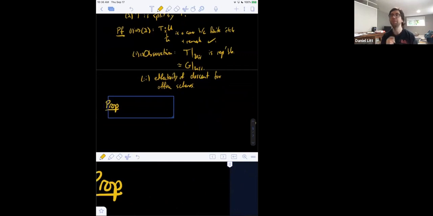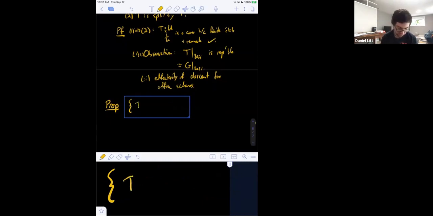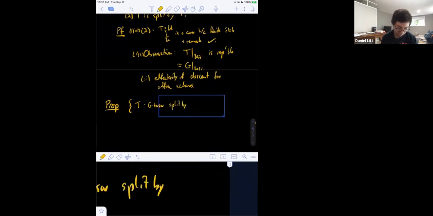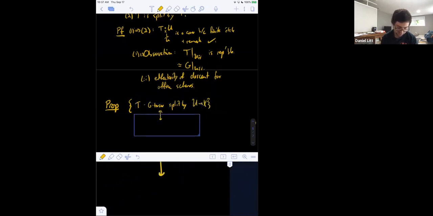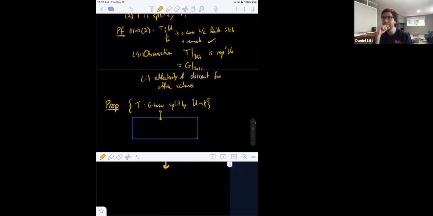Okay, so here's the proposition. So here's the promised concrete interpretation of H1. So I claim there's a bijection, and we'll see. We sort of already saw this in part 2 here, but we'll make it more explicit: there's a bijection between the set of T, which is a G torsor split by some cover U to X. And actually, does anyone have a guess as to what this is in bijection with?